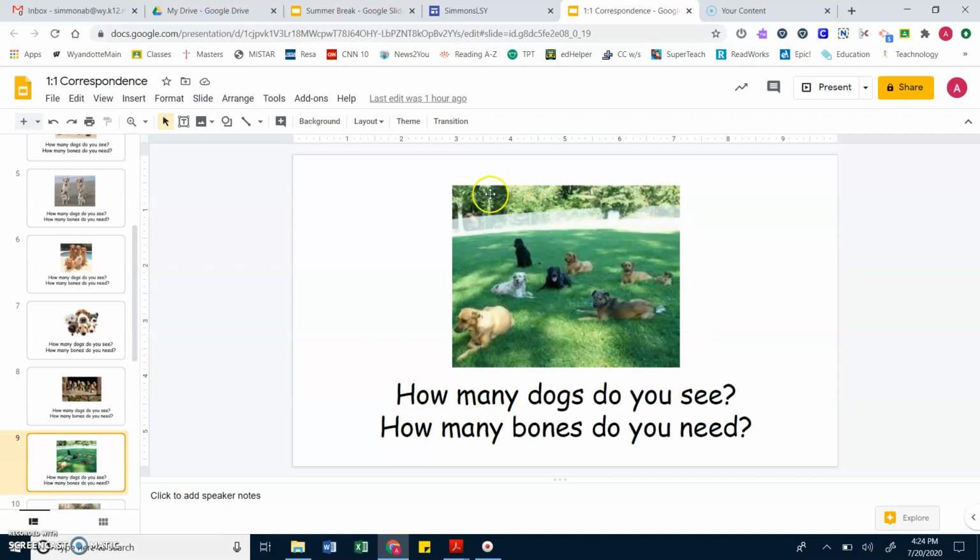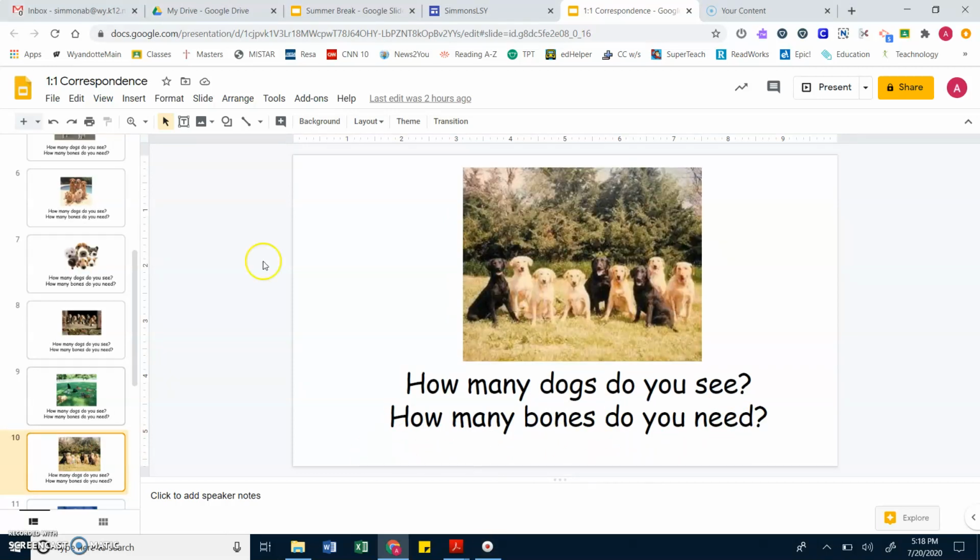Look at this picture. We have dogs looking like they're relaxing at the park. How many dogs do you see? How many bones do you need? One, two, three, four, five, six, seven, eight. I see eight dogs. So how many bones will we need? One, two, three, four, five, six, seven, eight. We will need eight bones.